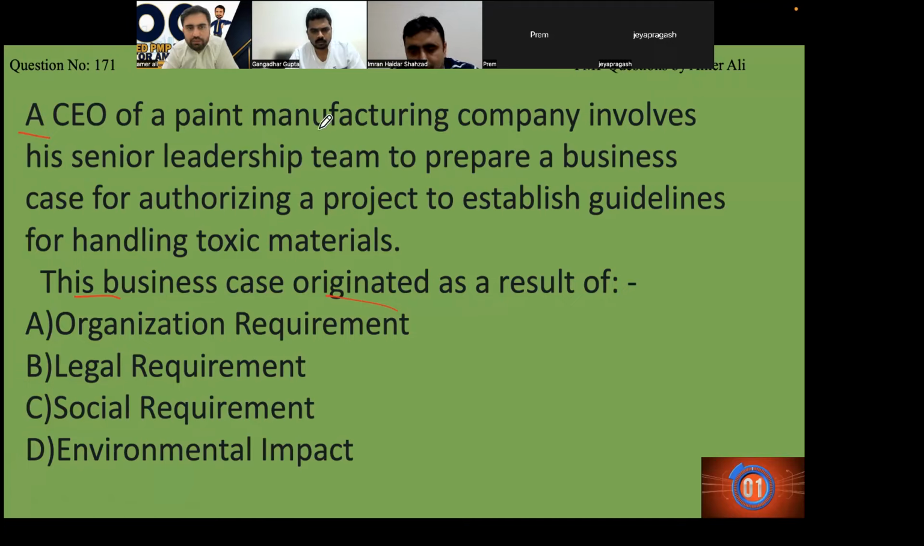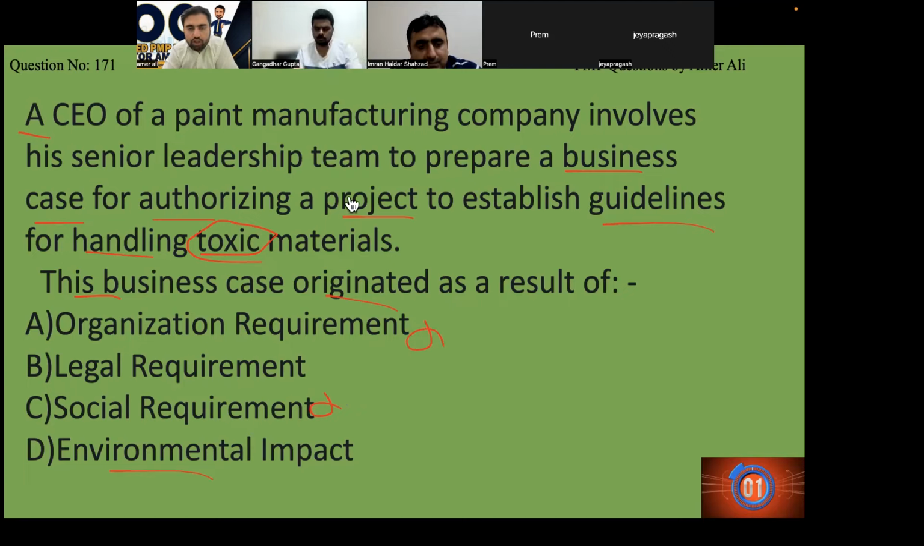A CEO of a paint manufacturing company involves his senior leadership team to prepare a business case to establish guidelines for handling toxic material. Okay, so we are making a business case authorizing a project to establish guidelines for toxic material. It is not a social requirement. It is not an organizational requirement. It's an environmental impact, which we can look into.